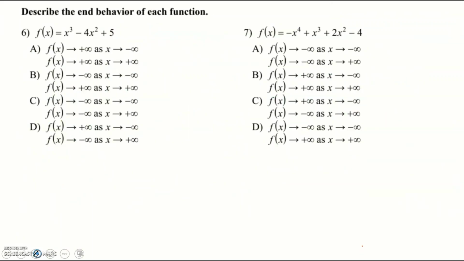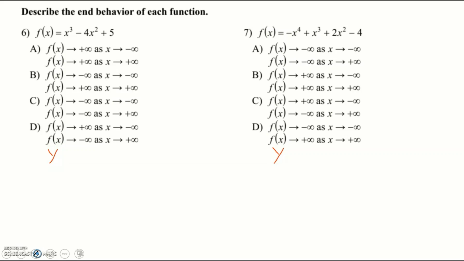Describe the end behavior of each function. So end behavior, remember, is as x goes to infinity, or as x goes to the right, what happens to y? As x goes to negative infinity, or as x goes to the left, what happens to y? And remember, y is the same thing as f of x. All those f of x's are the same thing as y.